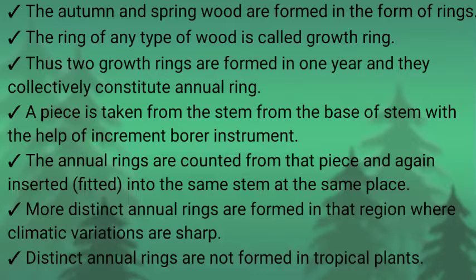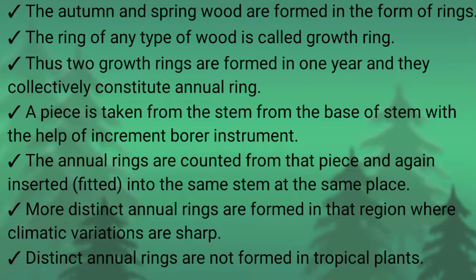A piece is taken from the base of the stem with the help of an instrument called an increment borer. The annual rings are counted from that piece, and it is again inserted or fitted into the same stem at the same place. More distinct annual rings are formed in regions where climatic variations are sharp.